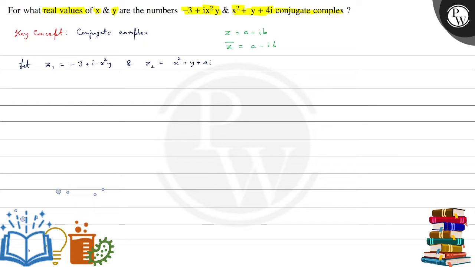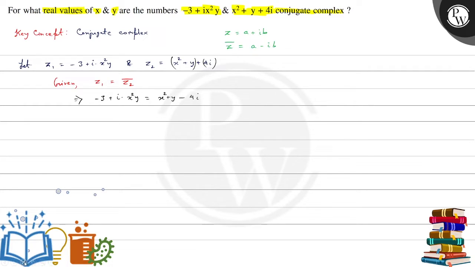Now these two numbers are supposed to be conjugates of each other. So what exactly is given to you? It is given that z1 must be equal to z2 bar. तो z1 equal to z2 bar अगर है, that means हम लोग बोल सकते हैं कि -3 + i x²y must be equal to, इसका conjugate क्या हो जाएगा? इसका real part is x² + y of course, और imaginary part फिर क्या हो जाएगा? a - ib, मतलब x² + y - 4i.